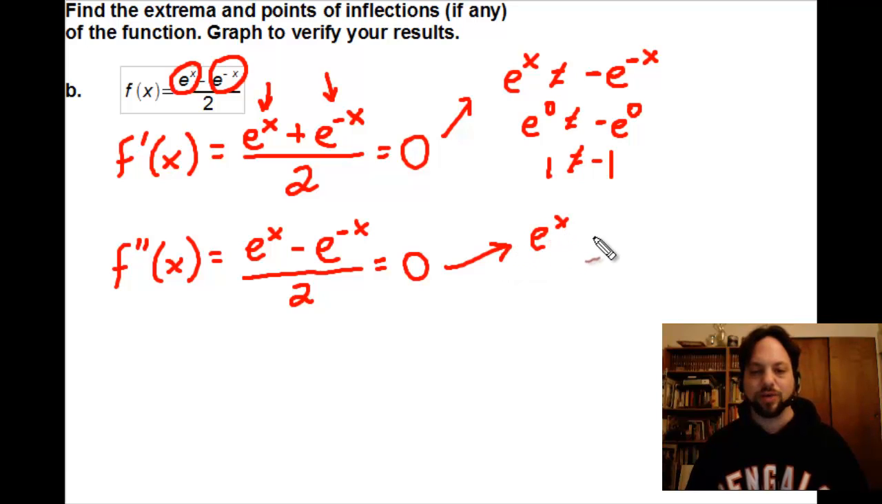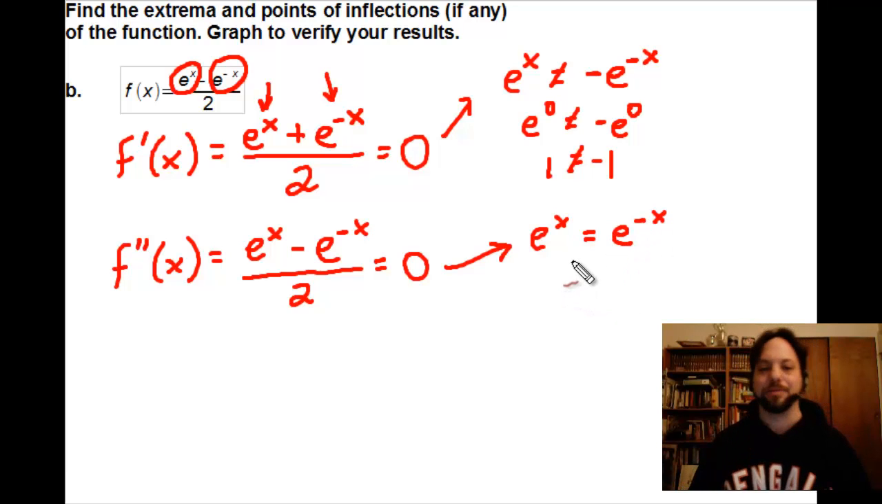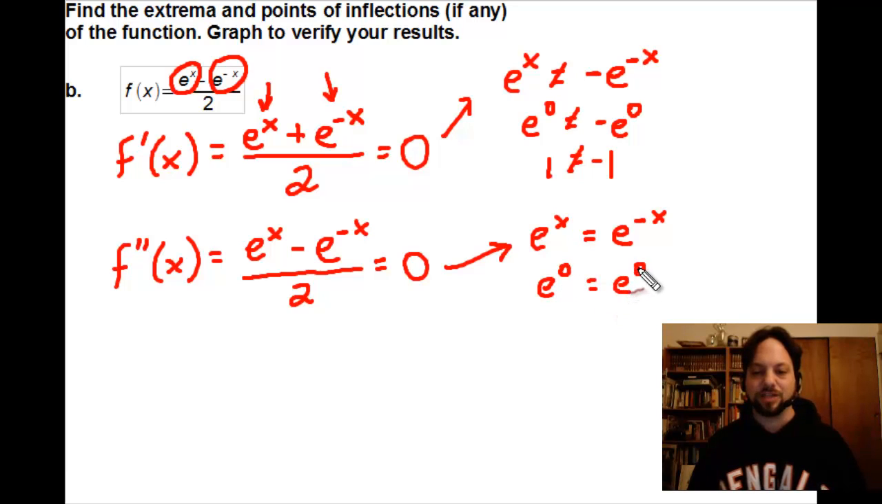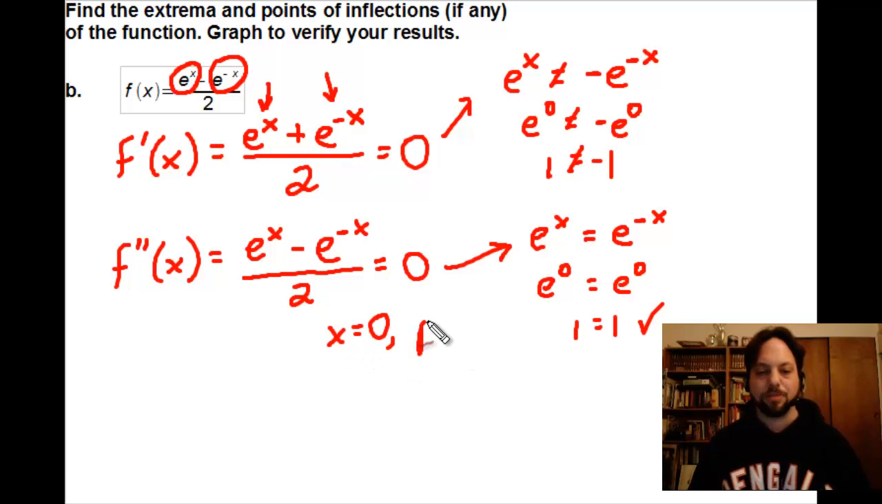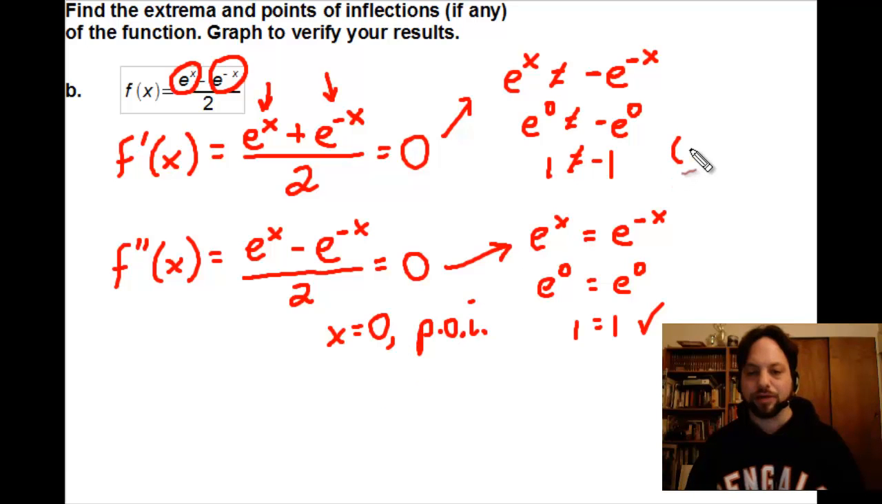What we'll have is we need to find where e to the x equals e to the negative x, and that does happen. In fact, if we put 0 in for x, we'll have e to the 0 here. E to the negative 0, those are in fact equal. So at x equals 0, we do have a point of inflection. Now, if I want to check this just to be absolutely sure, I could set up a couple intervals, of course, negative infinity to 0, and then 0 to positive infinity.